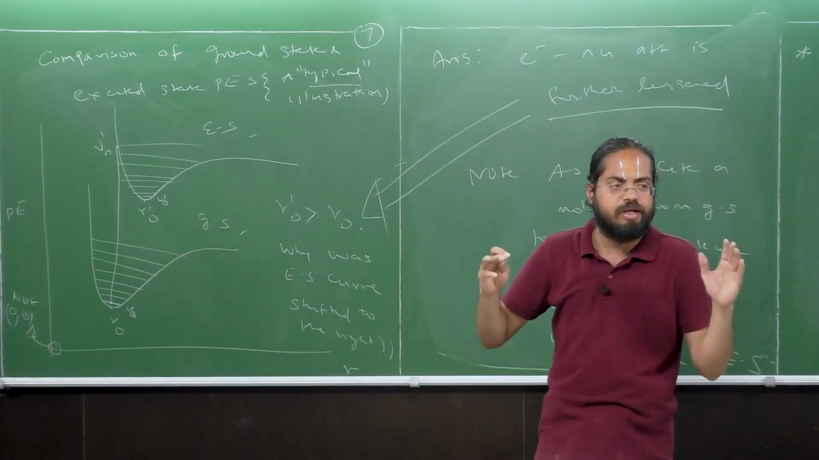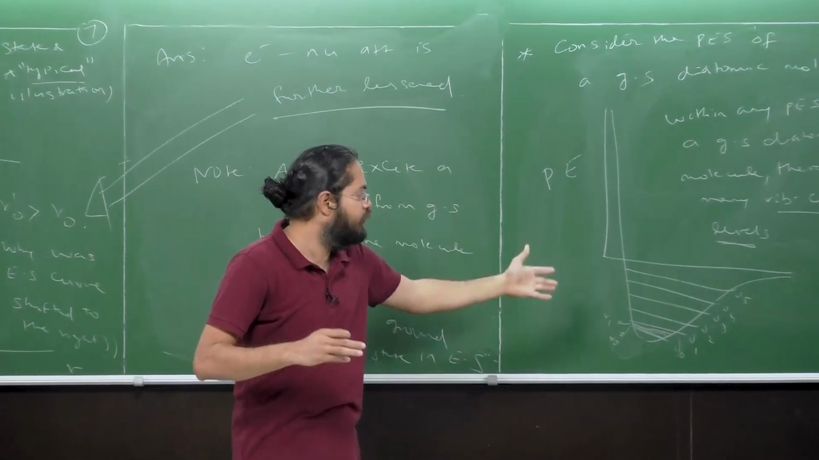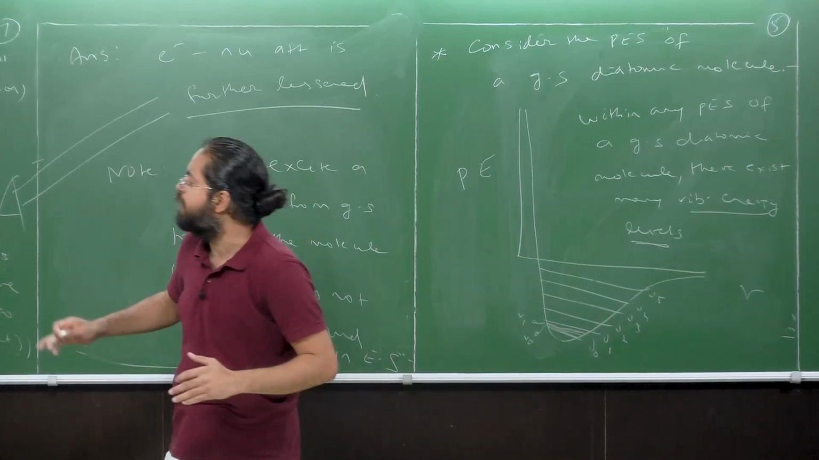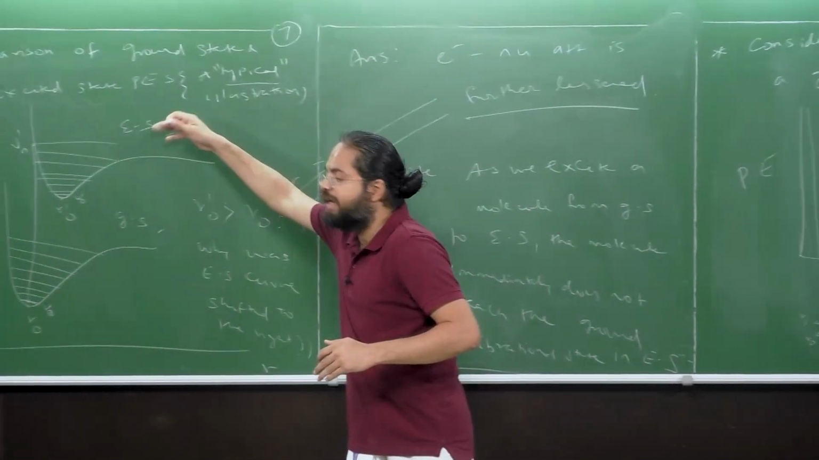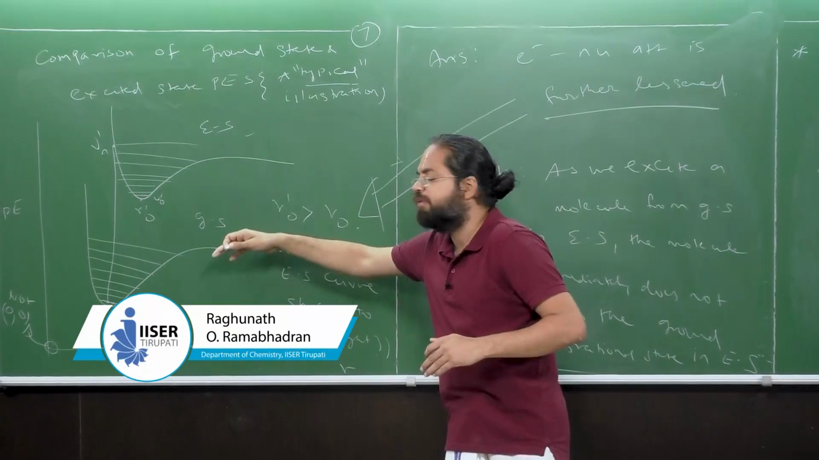To give you a summary, we looked at the vibrational and rotational states within any potential energy surface, a simplified potential energy surface. And we started comparing the features of an excited state electronic state PES with the ground state PES.